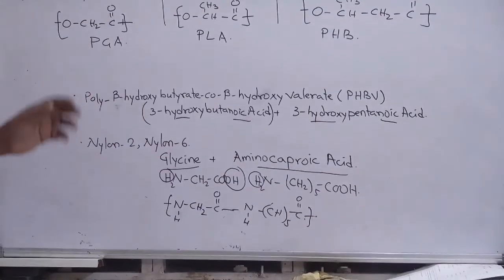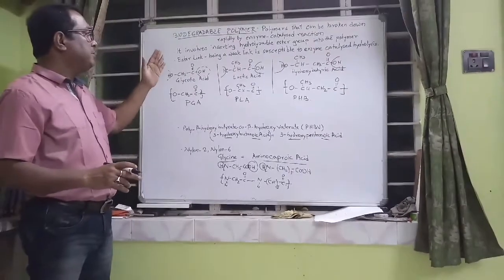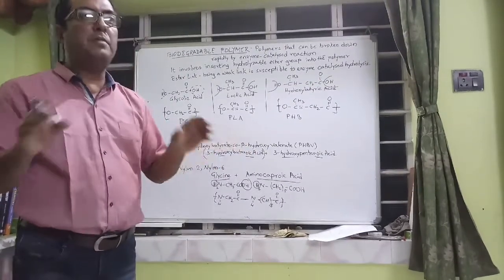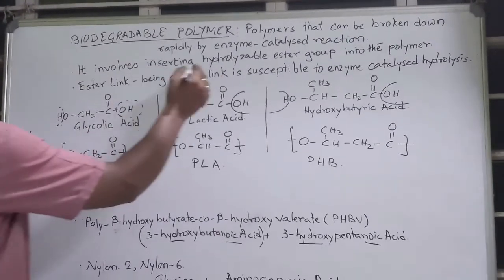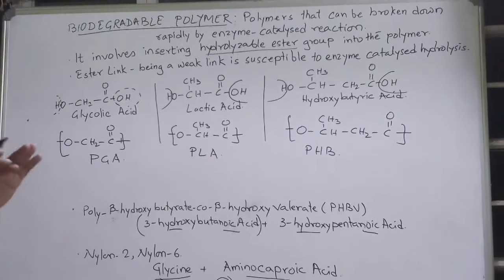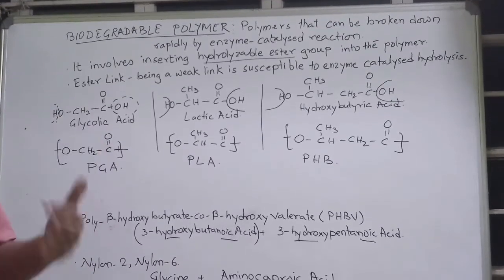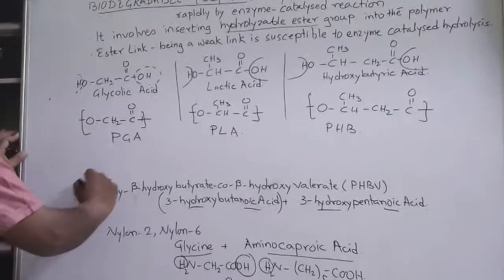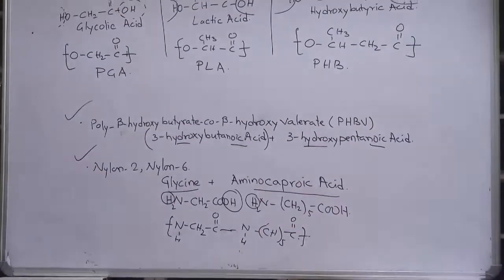So students, here what you have learned today is about the biodegradable polymers. Biodegradable polymers, usually we fill between the two copolymers with an ester link, so that ester, it is a very weak bond, and it contains a hydrolyzable ester, and it helps to break those bonds with the help of the catalytic enzyme of the microorganisms. So students, we have two important biodegradable polymers nowadays. One is PHBV and the other is nylon 2,nylon 6.